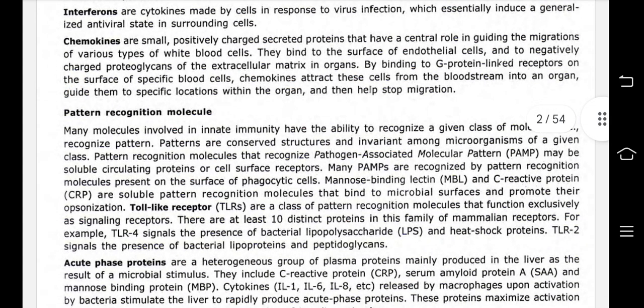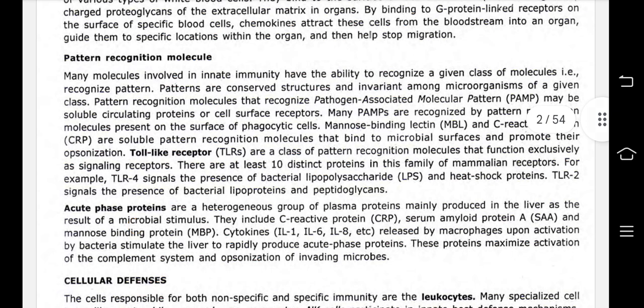And next topic, pattern recognition molecule. Many molecules involved in innate immunity have the ability to recognize a given class of molecule. Recognize pattern. Patterns are conserved structures and invariant among microorganisms of a given class. Pattern recognition molecule that recognize pathogen-associated molecular pattern PAMP may be soluble, circulating proteins, or cell surface receptors. Many PAMPs are recognized by pattern recognition molecule present on the surface of phagocytic cells.